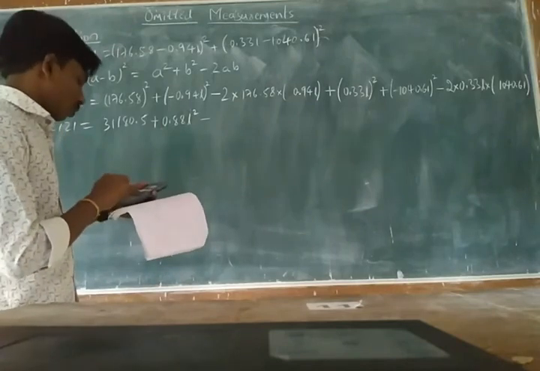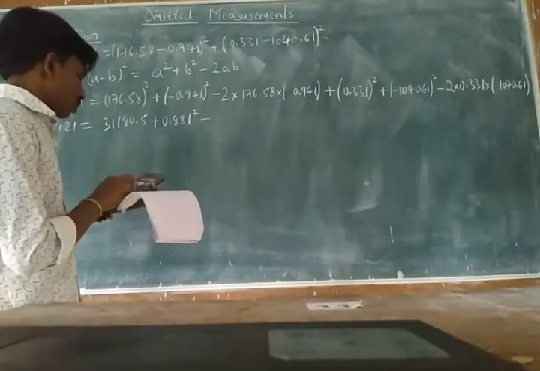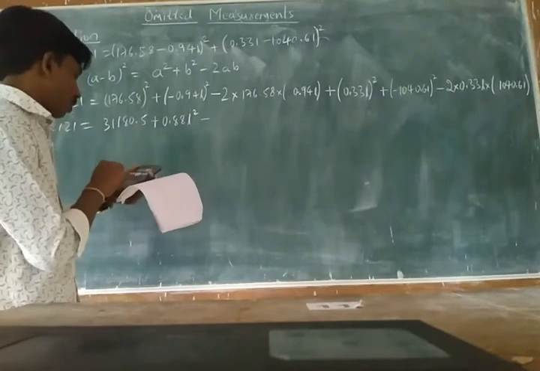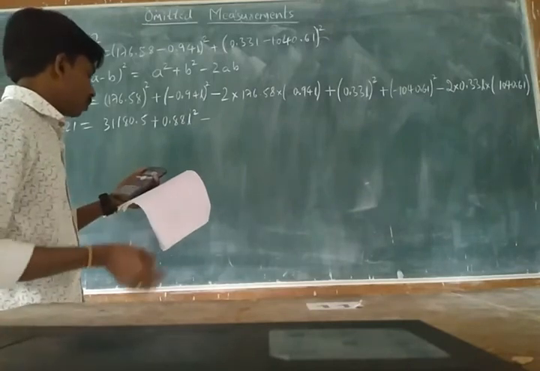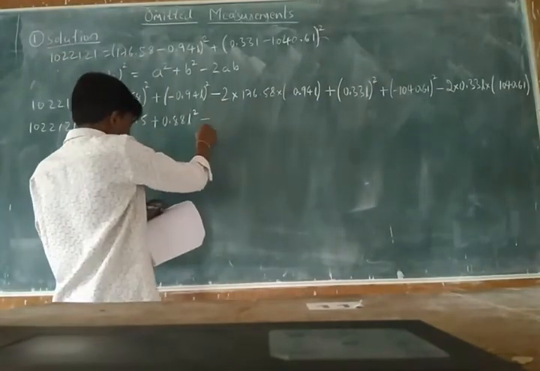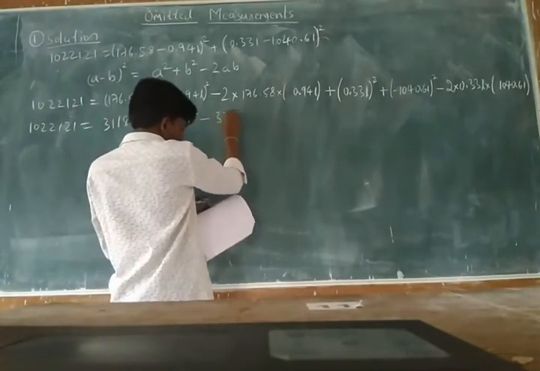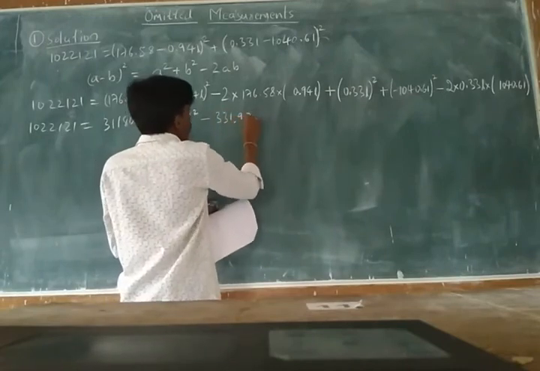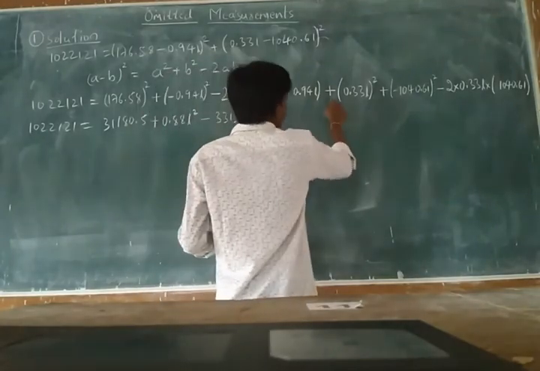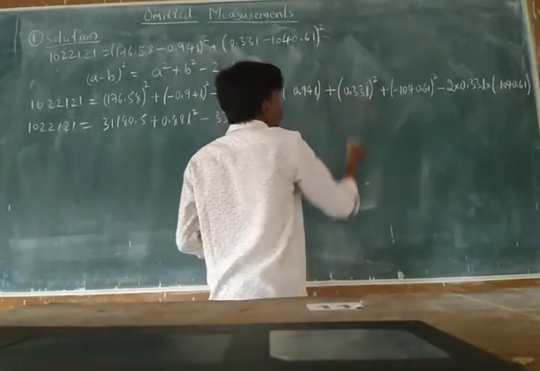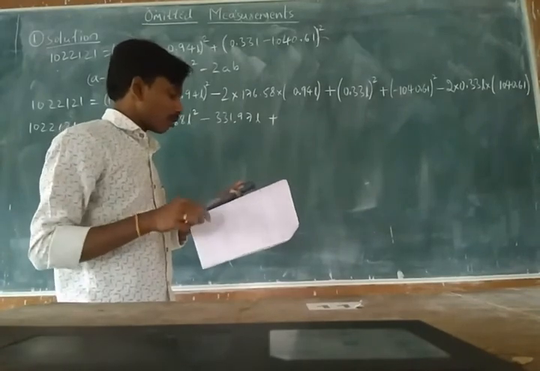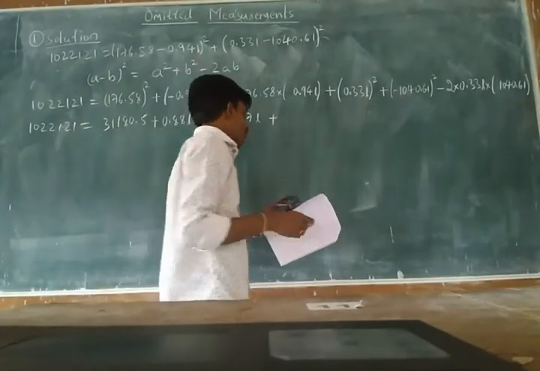So 2 into 176.58 into 0.94, so that will become 331.97, and here we have the minus value, so minus 331.97 L. Now again plus 0.33 L square, so type 0.33 whole square, that will become 0.1089.